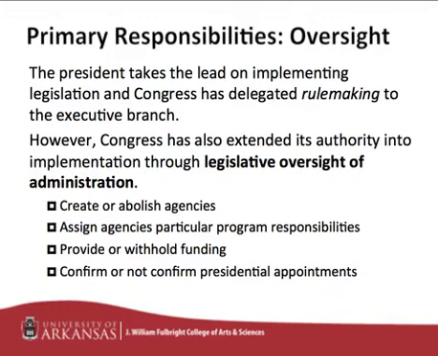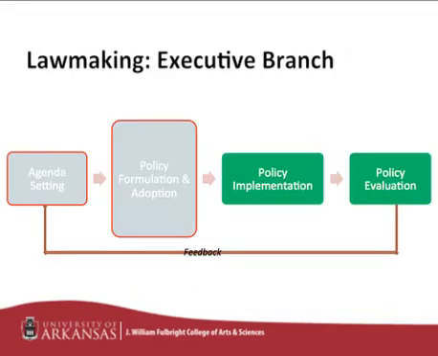Now, this can occur through such things as the creation and abolishment of different government agencies. It can be the assigning of agencies particular program responsibilities. Providing or withholding funding is one of those major factors to be considered because obviously the House of Representatives has the power of the purse. And finally, the Senate has the ability to confirm or not confirm presidential appointments. And these appointments are the ones who are tasked with leading these different agencies. So what we're looking at here is, while it's not a direct impact, the legislative branch does have an influence on the executive branch's policy implementation and evaluation.